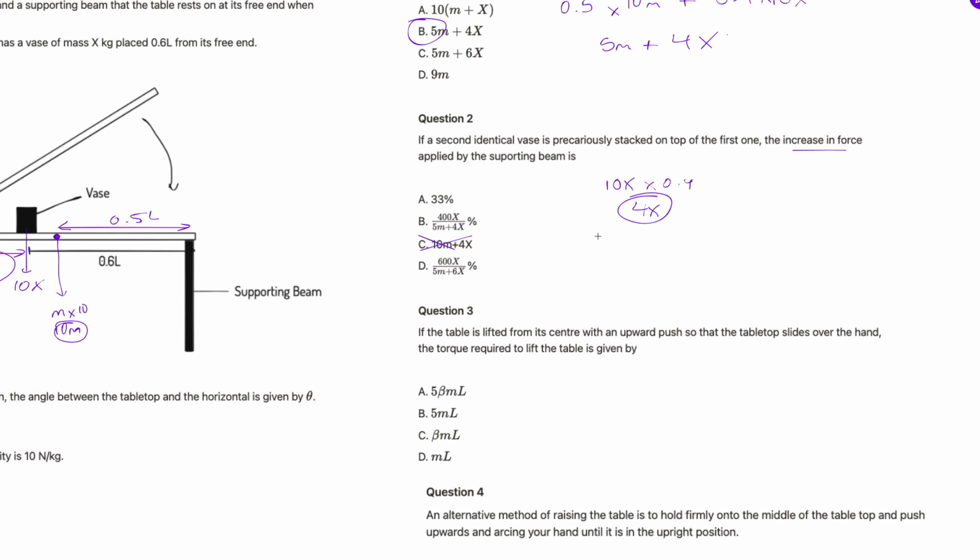Then the next thing is, well, what if it is as a percentage? So that, as a proportion of what it was, it used to be 5m plus 4x, right? And then to turn it into a percentage, we times that by 100. And if we do that, we just times it to the top. It gives us 400x over 5m plus 4x percent. And so therefore, the answer is B again. I seem to like B with the answers.